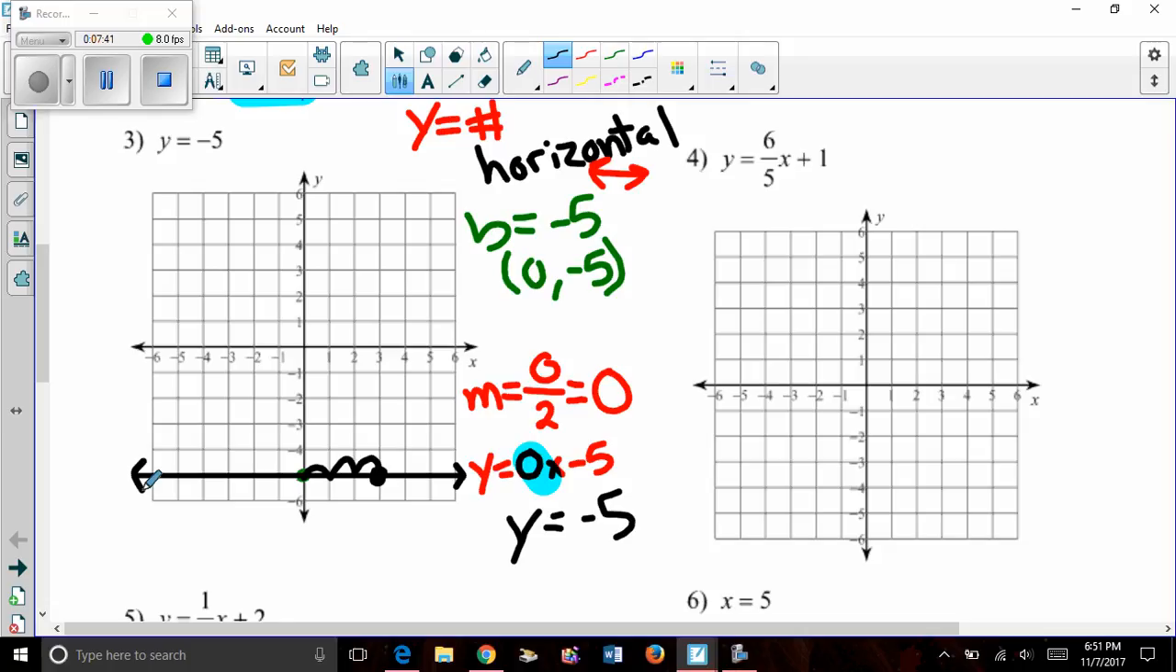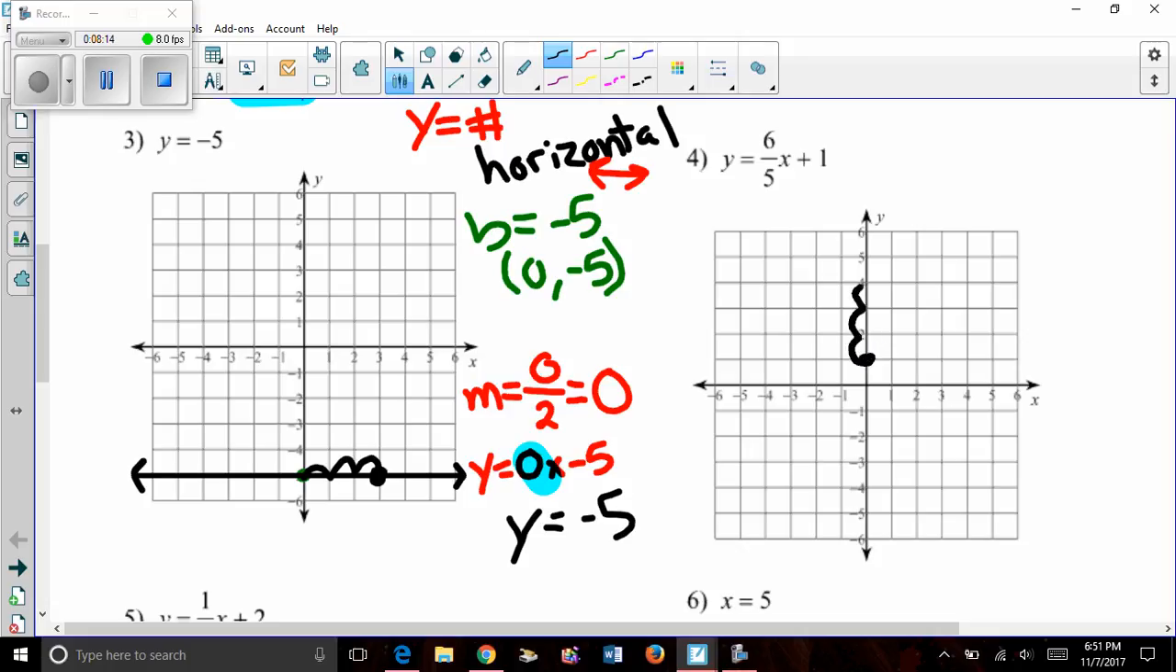Now you can pause this and give number 4 a try on your own, but I will go ahead and fill that in. So pause it now if you'd like to try it. And let me go ahead and fill it in. We have y equals 6 over 5x plus 1. So plus 1 means my y-intercept is here. And for my slope, I must count up 6, which is going to be a little bit off the graph.